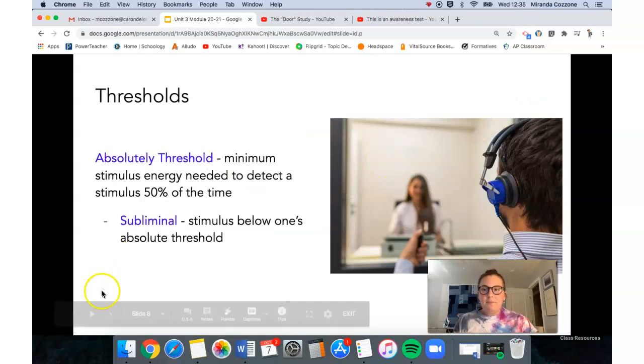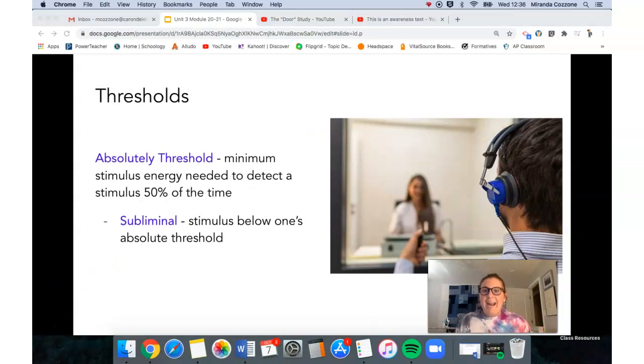All right, so the book also gets into thresholds. And an absolute threshold, I see that I made a slight typo there. It's not an absolutely threshold, it's an absolute threshold, but just for the sake of time, we'll go with it. And that's the minimum stimulus energy needed to detect something 50% of the time.